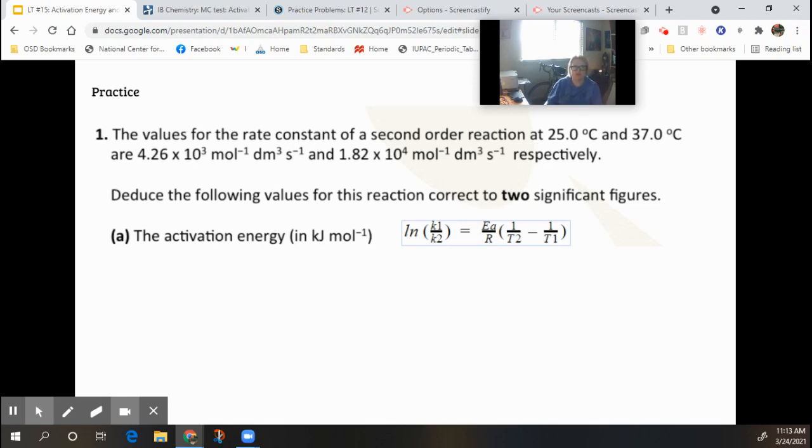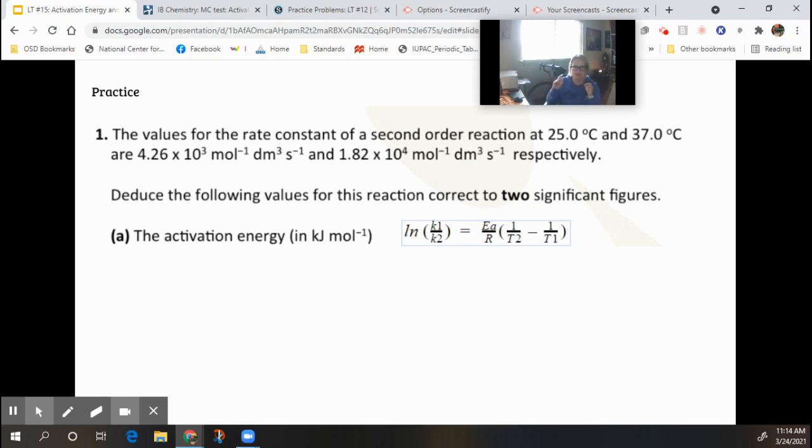So the values for the rate constant of a second order reaction at 25 and 37 degrees Celsius are 4,260 liters per mole seconds and 18,200 liters per mole seconds, respectively. Deduce the following values for this reaction to 2 sig figs.